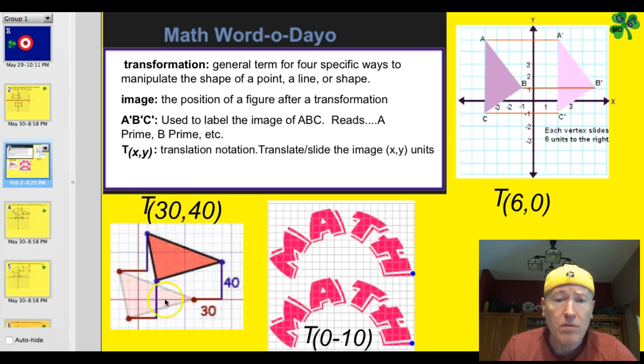Here's another one here. Over 30 units, up 40. How about even the word math? It didn't slide at all to the right. It just went down 10 spaces. I counted them out here. You can see my blue dots.